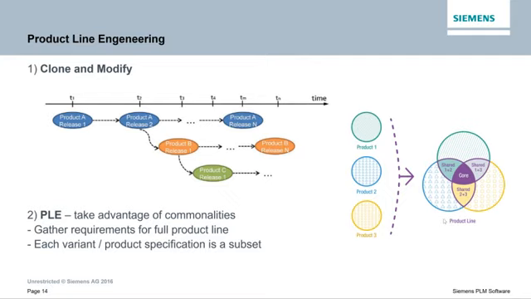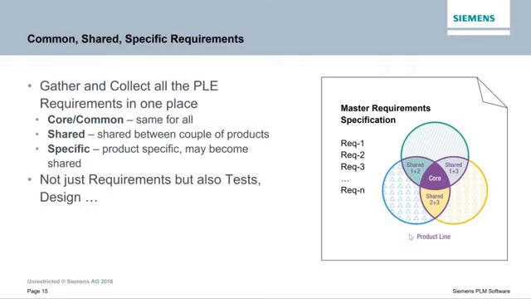And this is about, what if you gather all the requirements for the full product line? So imagine you have three products, green, red, and yellow, and you think about gathering all the requirements for the full product line in one place, and then you think about a variant, a product specification, to be a subset of the product line configuration. That's what we typically call a master requirement specification.